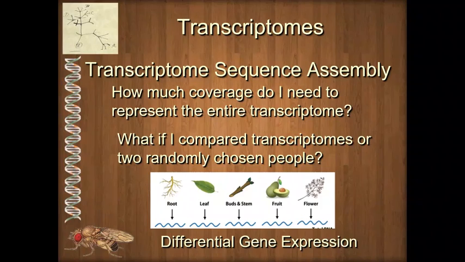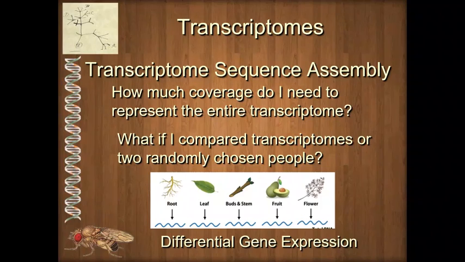Instead of 50x genome size, maybe I could get away with a much smaller coverage based on the genome size and still represent all of the transcripts in a sample, right? But another thing is, remember that some transcripts may be there at very, very high concentration, and other transcripts might be at very low concentrations.